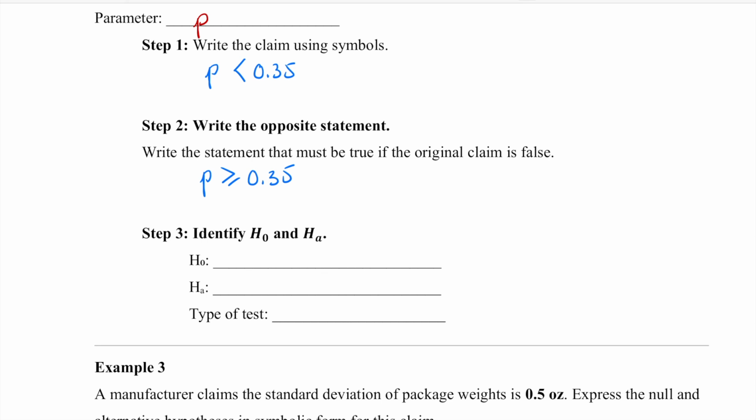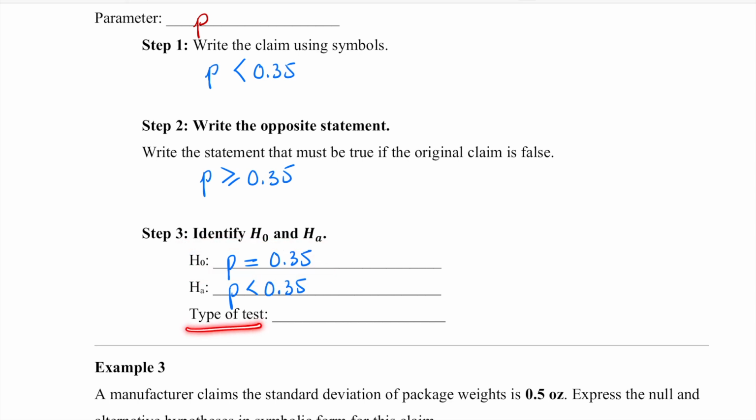Step 3. Identifying H0 and HA. Between these 2 statements, the one that does not contain the equality sign is my HA. So my HA is p is less than 0.35. And H0 always contains the equality sign. p equals 0.35. Again, if you use p is greater than or equal to 0.35 for H0, that is still correct. Here, I only use the equality sign because I want to follow the textbook.